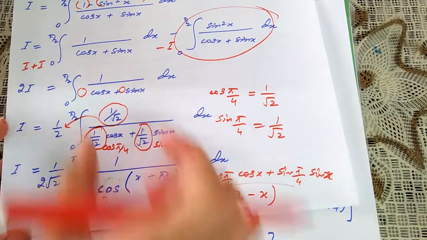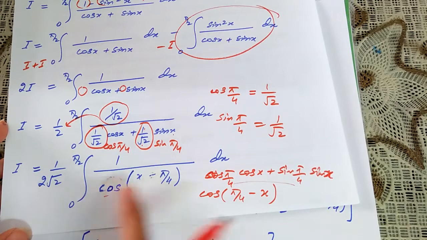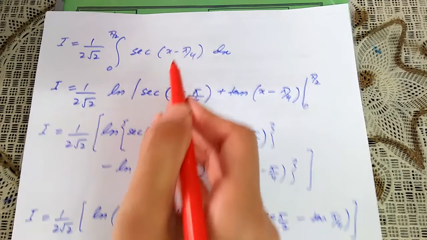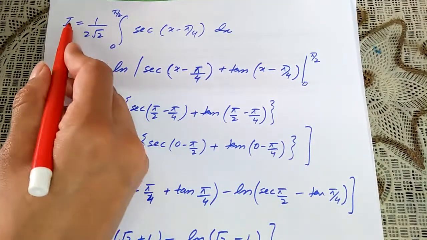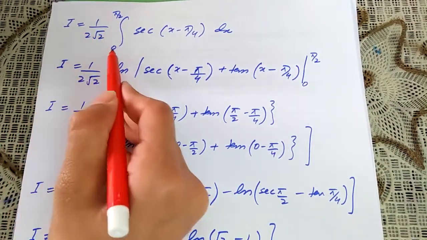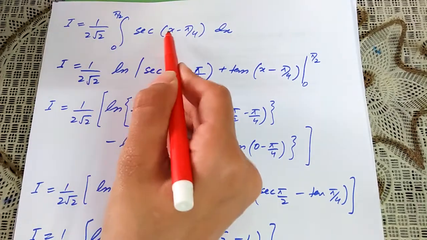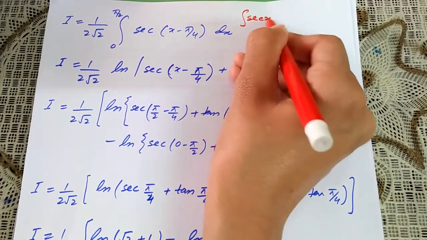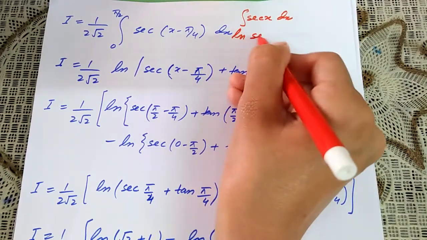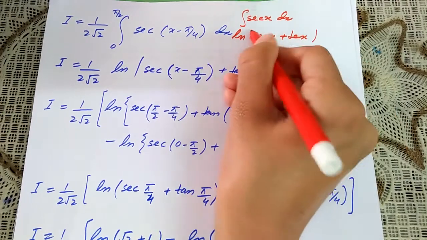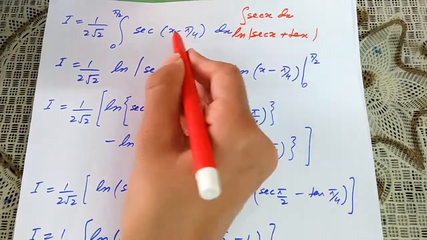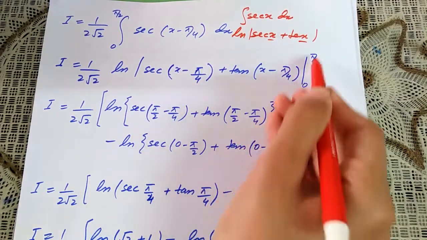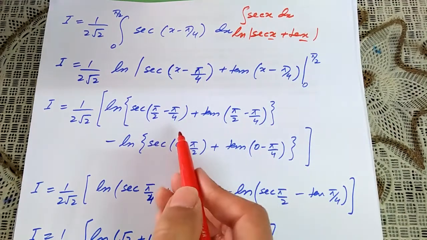So now you see this function is summarized. And 1 over cos(x minus pi by 4), you can write as secant(x minus pi by 4). So I equals 1 over 2 root 2, integral from 0 to pi by 2 of secant(x minus pi by 4) dx. And you know the integration of secant x dx is ln of secant x plus tangent x. And x here is x minus pi by 4, so in place of x, write x minus pi by 4. The limits of integration are from 0 to pi by 2.